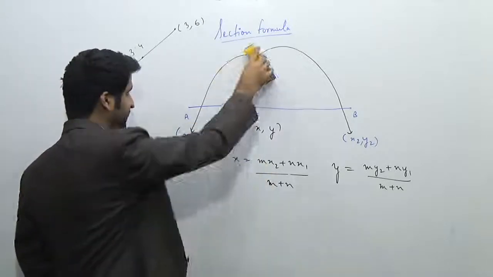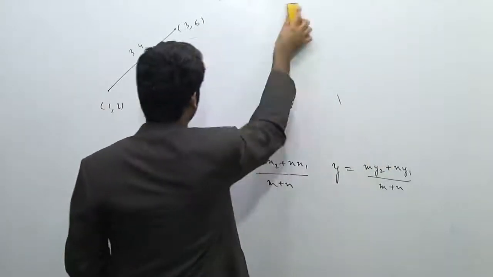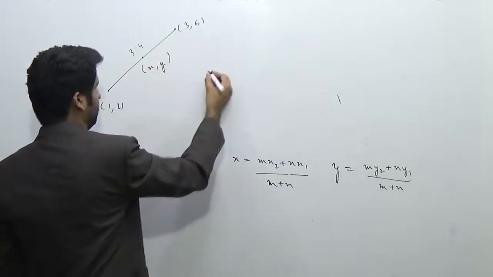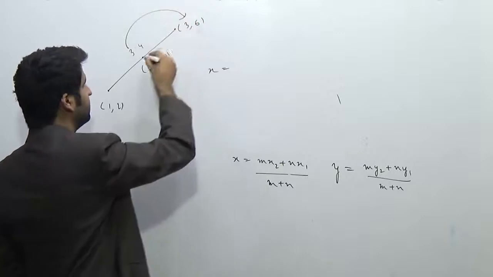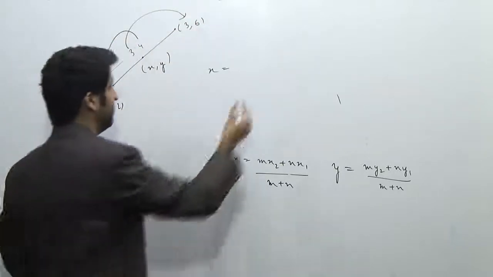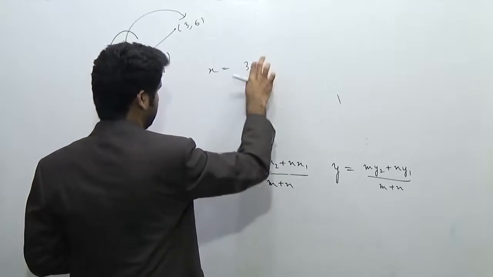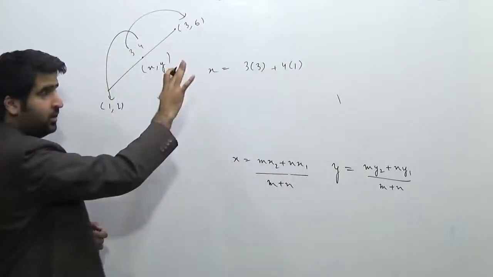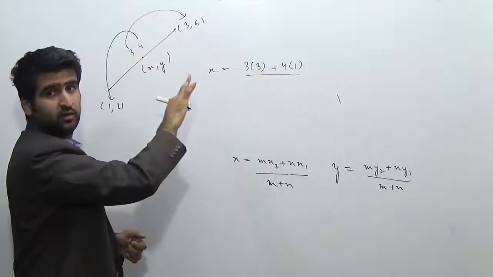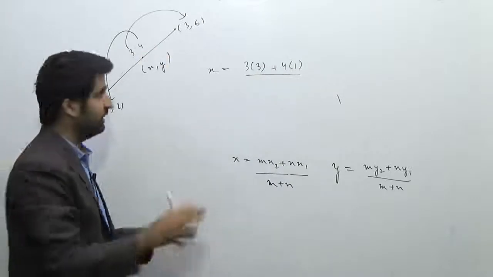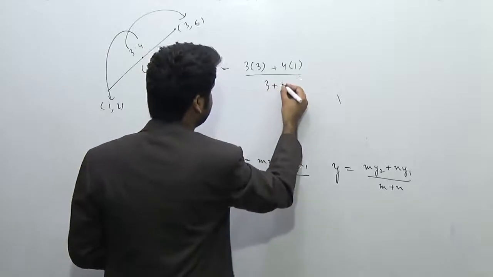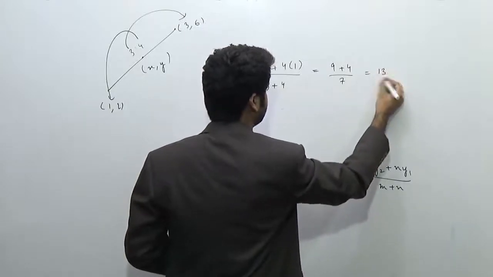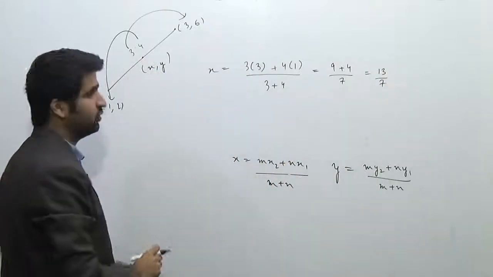So what will be the coordinates? This formula is pretty much clear. The coordinates will be x comma y. The value of x is equal to 3 times 3 plus 4 times 1, divided by M plus N, which means these two numbers have to be added. So divide by 3 plus 4. This gives us 9 plus 4 divided by 7, which is nothing but 13 upon 7. So the x coordinate of this point will be equal to 13 by 7.